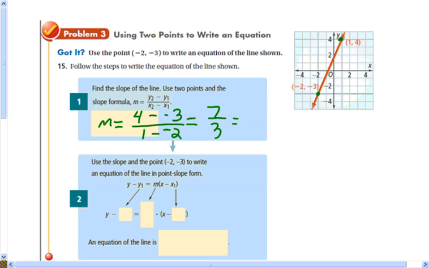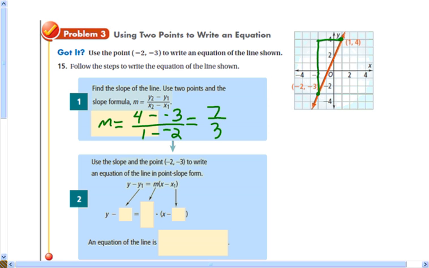So, and just checking that quick here, that means we're going up 7 for every 3 we go over. If we divided that out, we would get 2.3 repeating, and since it's a repeating 3, I'm just going to leave it as a fraction. I think that's a cleaner way to do this.